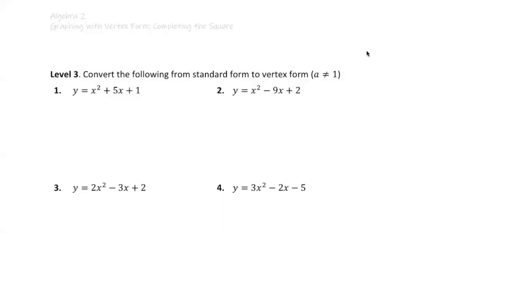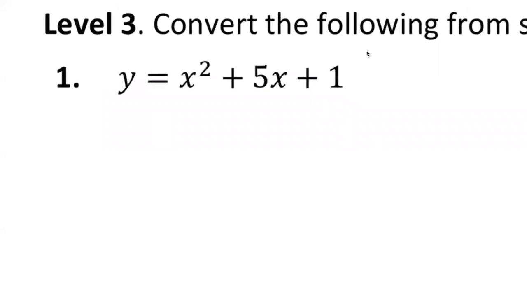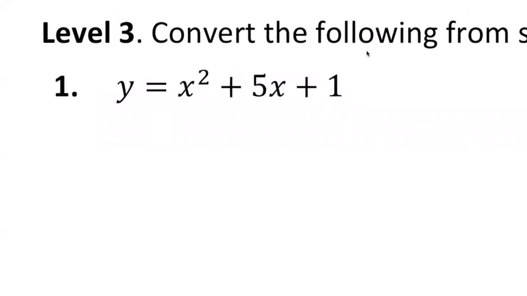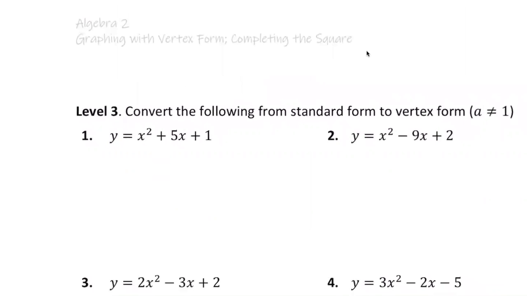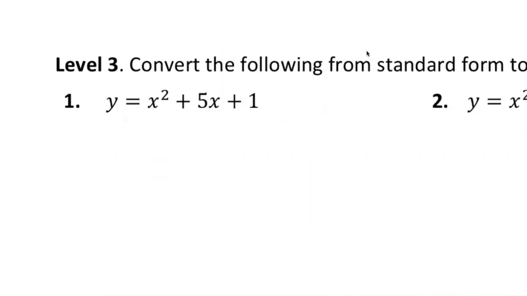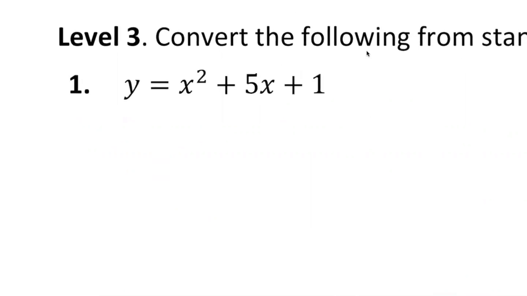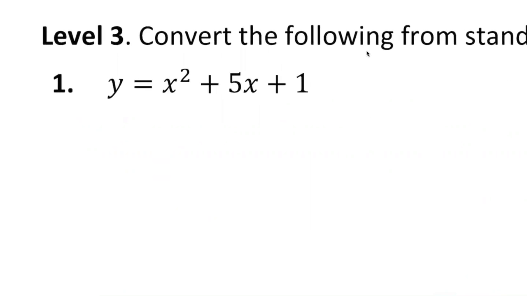Okay, so for level 3. Now, with number 1, the A value is 1, so that's cool. Oh, I forgot to cross that out. Okay, that's not really the problem. So for level 3, question number 1, the A value is 1. That's not a problem. The problem is this, okay?